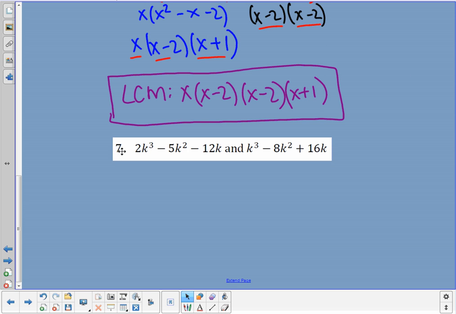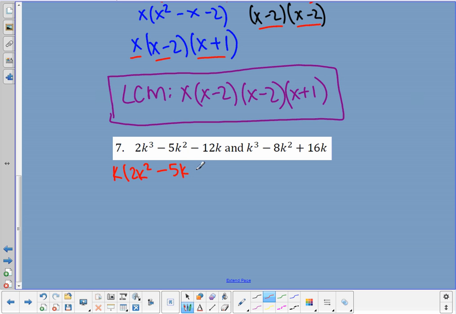All right, one more of this type, and then we'll be done with our video for today. So number 7, I have 2k to the third minus 5k squared minus 12k plus k to the third minus 8k squared plus 16k. Whew, those are biggies. So first, I'm going to start on the left. I have a k that I can take out. That leaves me with 2k squared minus 5k minus 12.